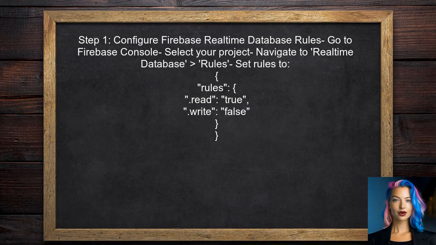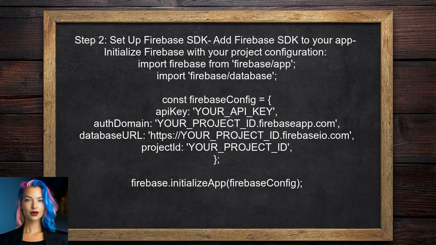To allow users to read data from Firebase without authentication, the user should start by configuring the Firebase real-time database rules. This will enable read access to everyone. Next, the user should ensure that their app is set up to connect to Firebase. This involves adding the Firebase SDK to the app and initializing it with the project's configuration.